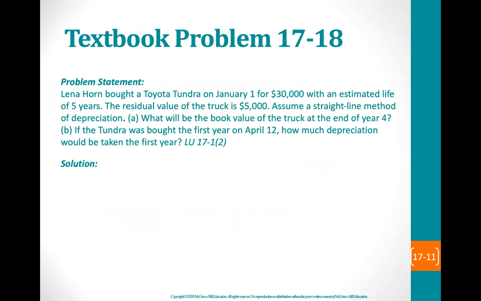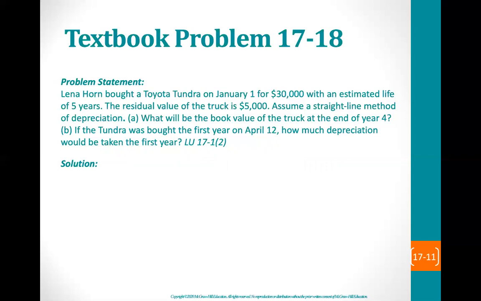Another example. Lena Horn bought a Toyota Tundra on January 1st for $30,000 with an estimated life of 5 years. The residual value of the truck is $5,000. Assume a straight line method of depreciation. A. What will be the book value of the truck at the end of year 4? B. What if the Tundra was bought the first year on April the 12th? How much depreciation would be taken in the first year?